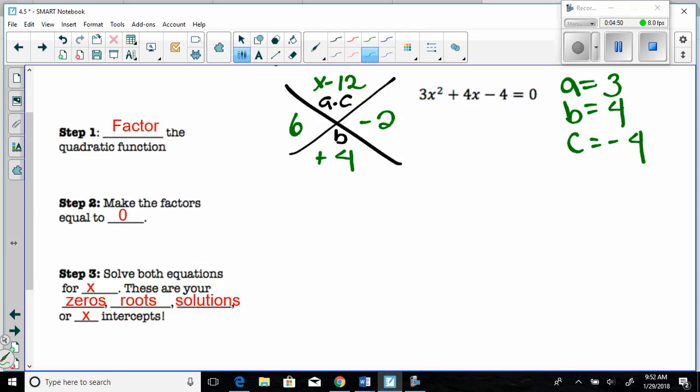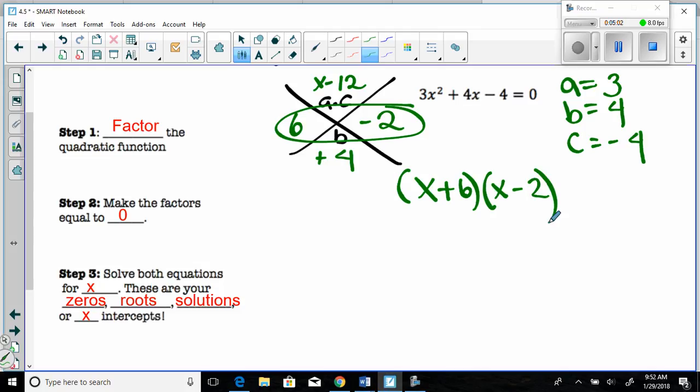6 and negative 2, right? Because that's positive, so the bigger number needs to be positive. And 6 minus 2 is 4. Ding, ding, ding. So I write it like this: x plus 6 and x minus 2. But what is our a this time?